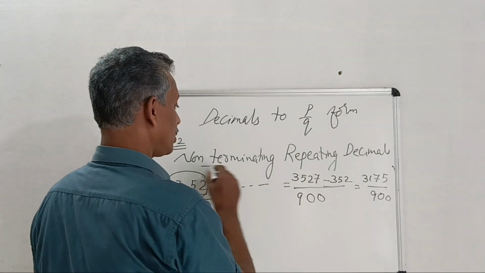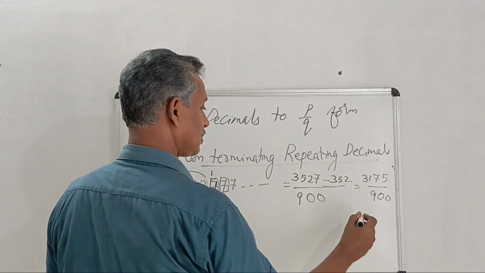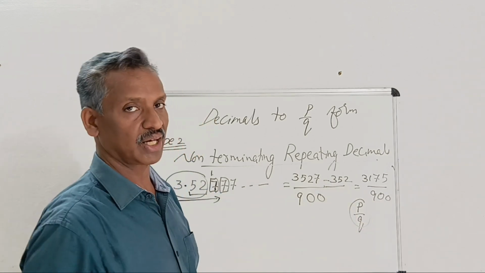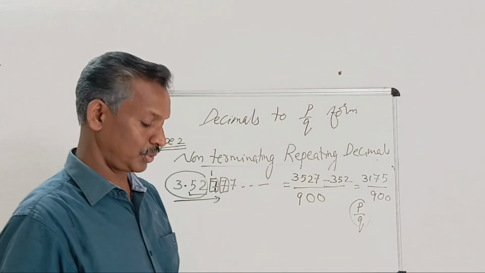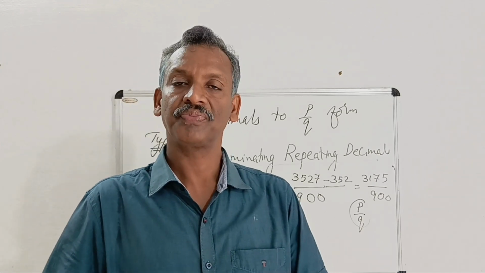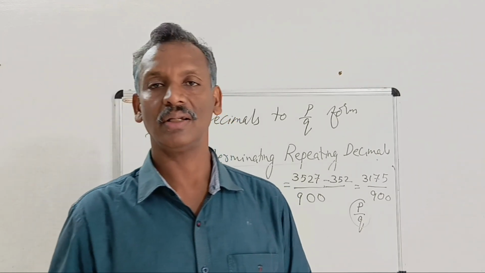So these non-terminating repeating decimals can also be written as P by Q. They are also rationals. Hope you got it. This is a very good trick to write any decimal in P by Q form. Okay.